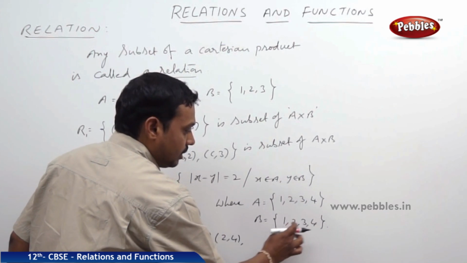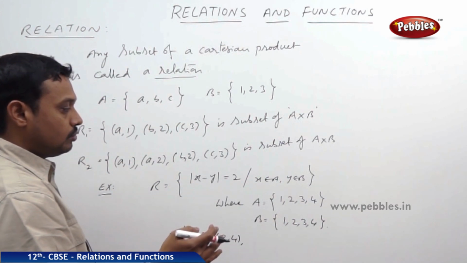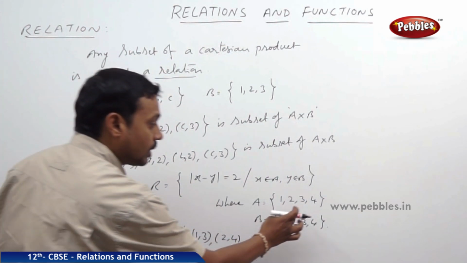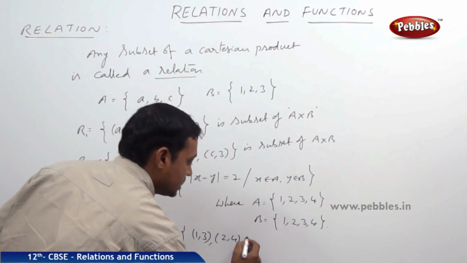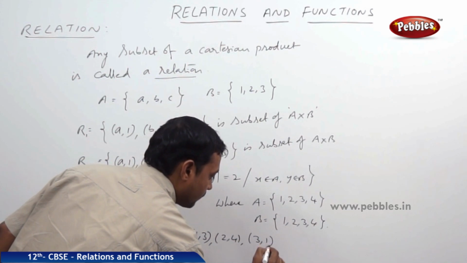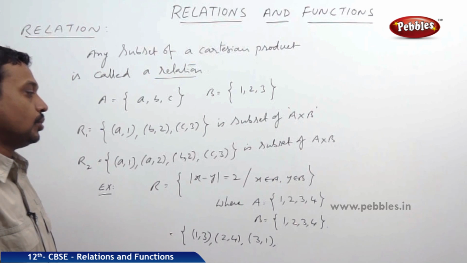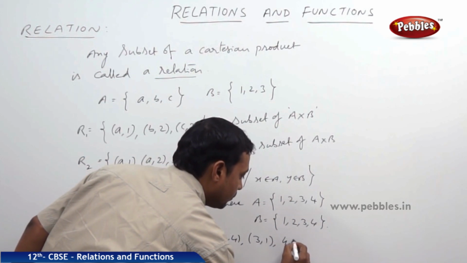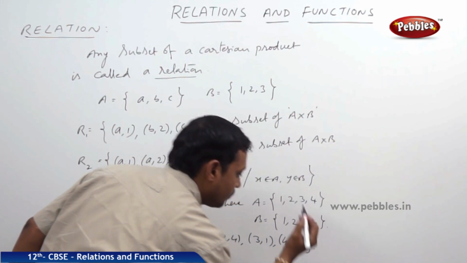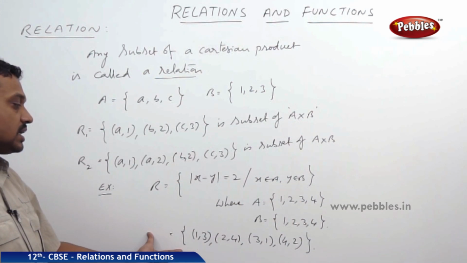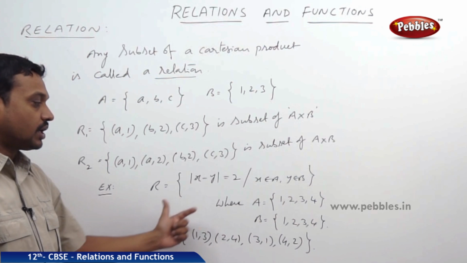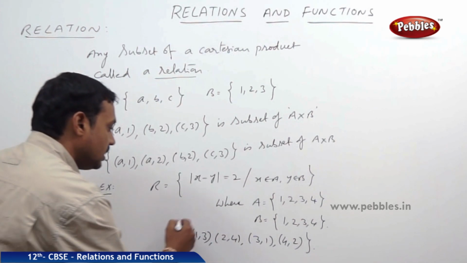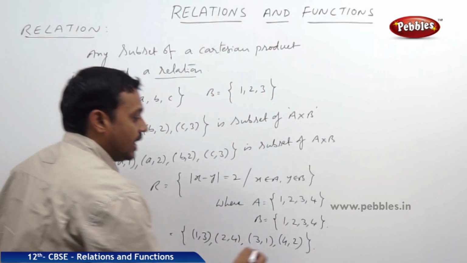With respect to 3: (3,1), (3,2), no, (3,3), (3,1), okay. (3,1), yes, it is possible, 3 minus 1 is equal to 2. Next, with respect to 4: (4,2). You know, this is a subset of the Cartesian product defined from A to B. Hence, this R is a relation.